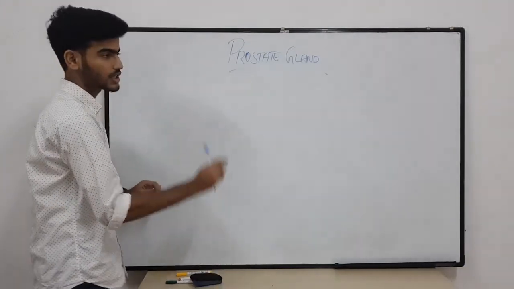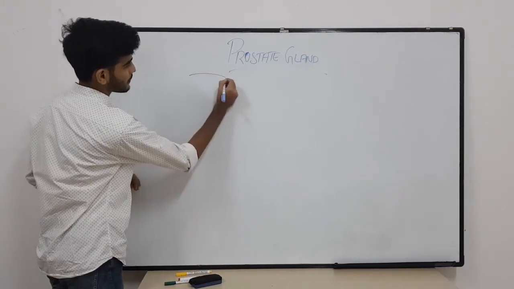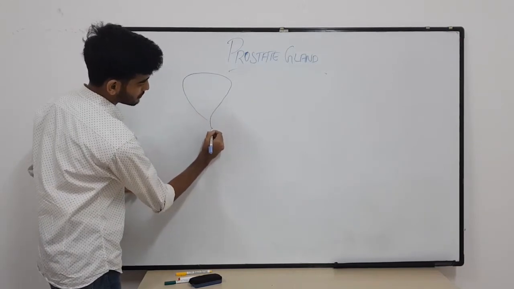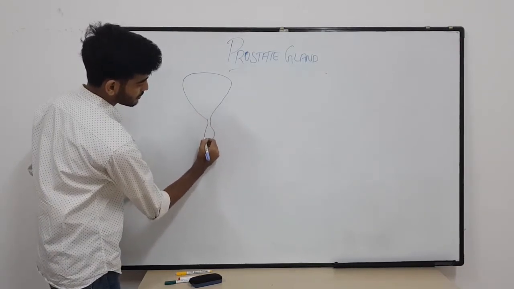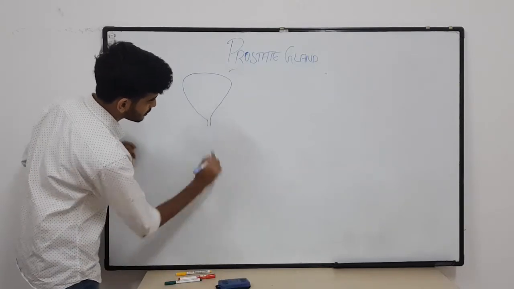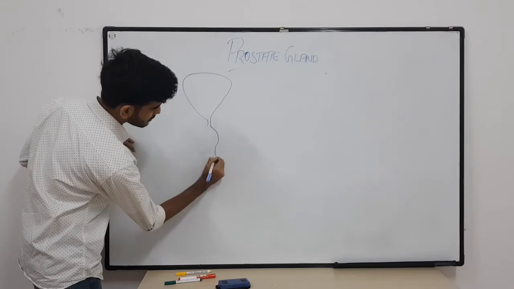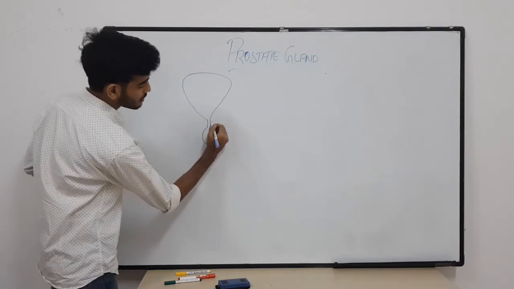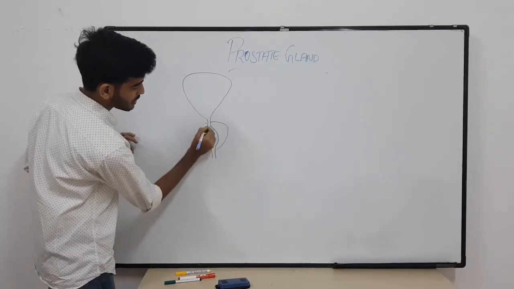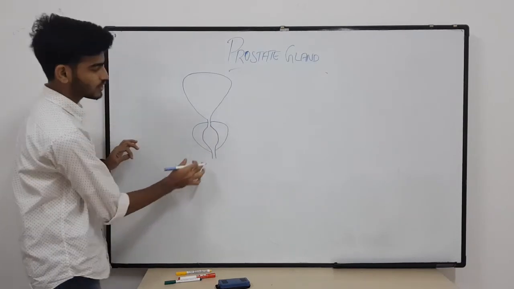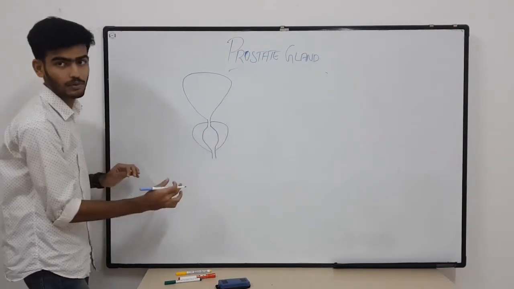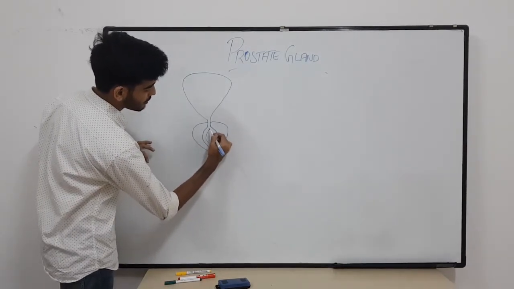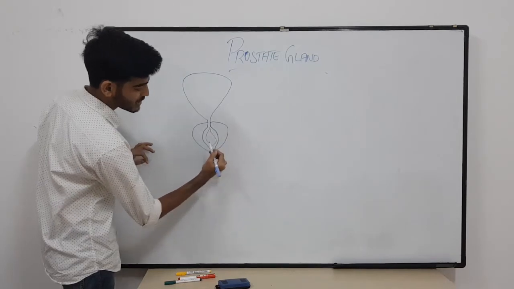Now going for the other cross section. This is the urinary bladder. This is the enlarged part of the urethra within the prostate gland. So this is the prostate gland. The urethra is slightly enlarged within the prostate gland. That part is called the colliculus, and this is the crest of the urethra, the urethral crest.